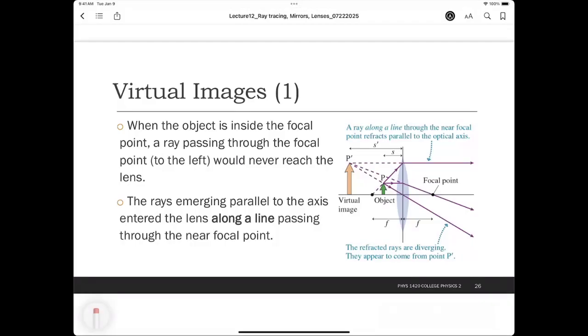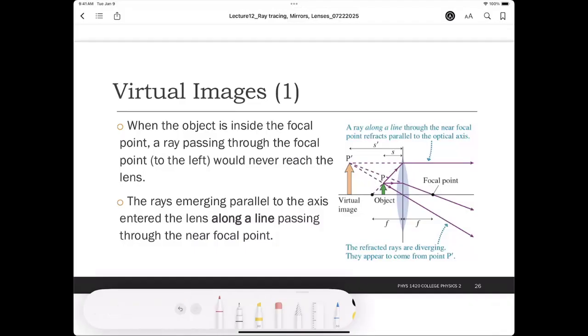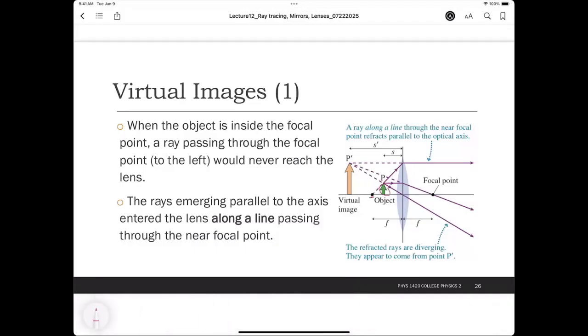When the object is inside the focal point, here is the object, and this is the focal point. It's inside the focal point. A ray passing through the focal point, like here and maybe here, to the left would never reach the lens. You can see those rays will never reach the lens. That makes sense to you because the lens is here, in the opposite direction.